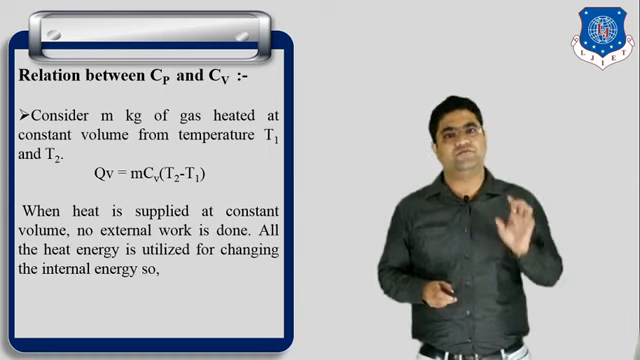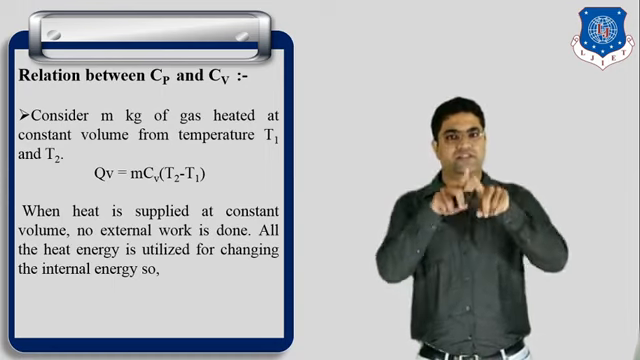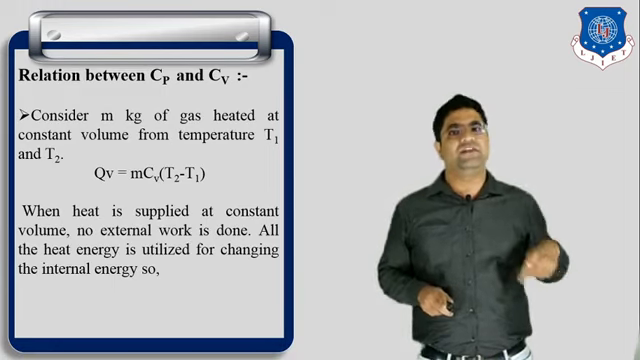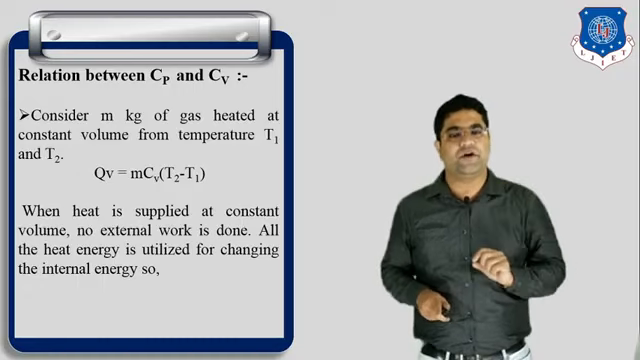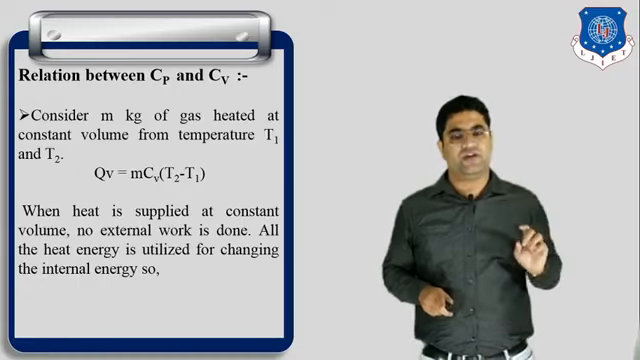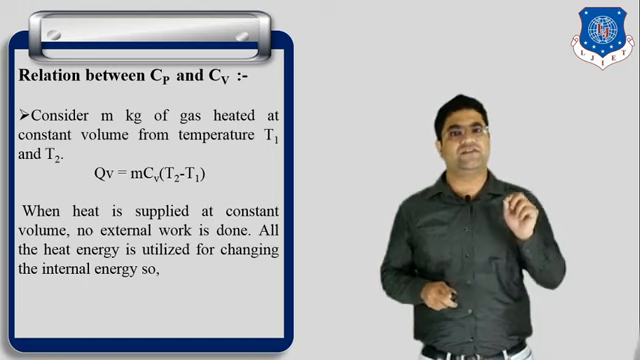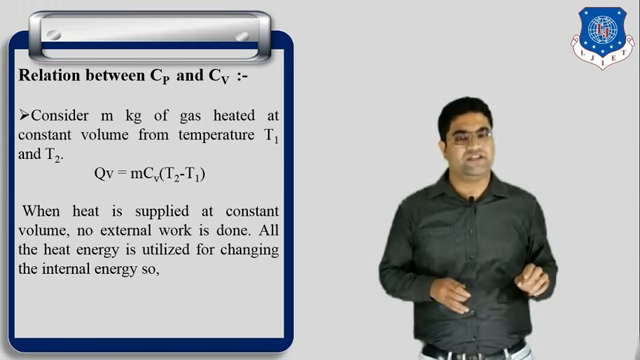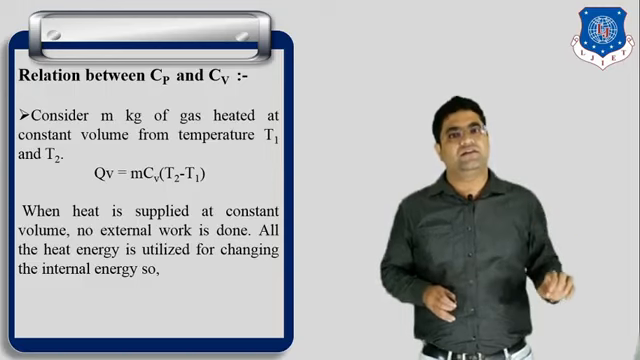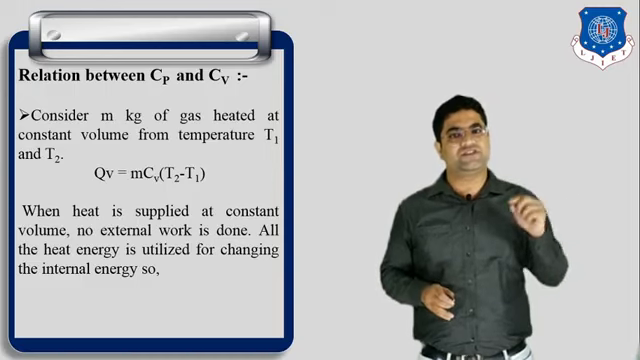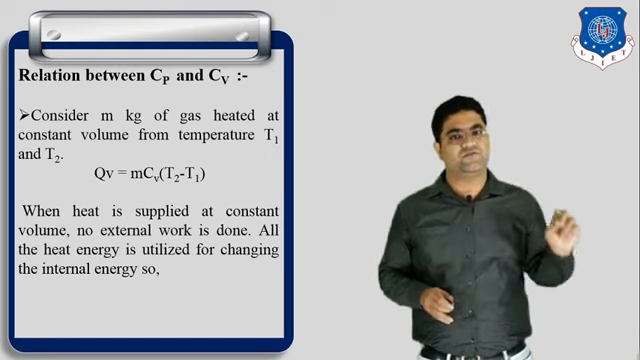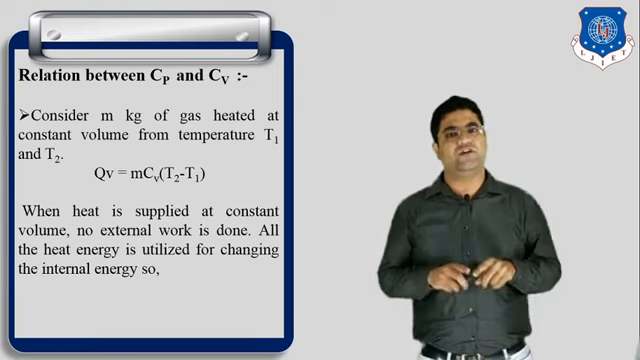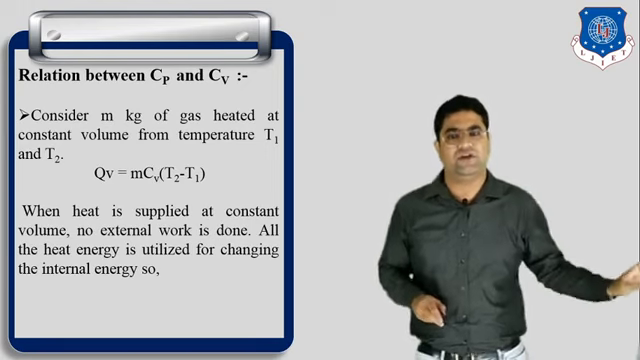Constant volume means the volume will not change, so the system boundary remains as it is. If the system boundary does not change, there is no possibility of work taking place, because we know the work done equals P dV, where dV is the change of volume. If the volume is not changed, dV equals 0, so W equals 0. So for the control volume, work done equals 0, that you have to remember.